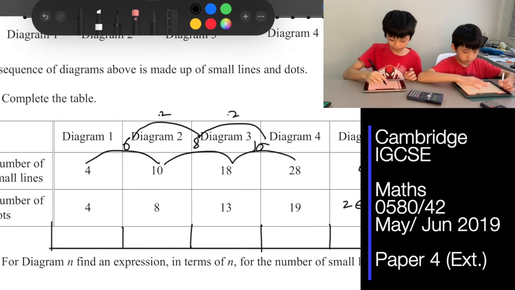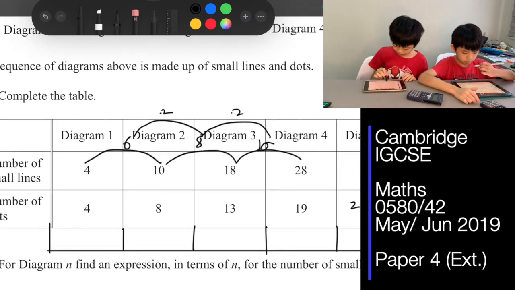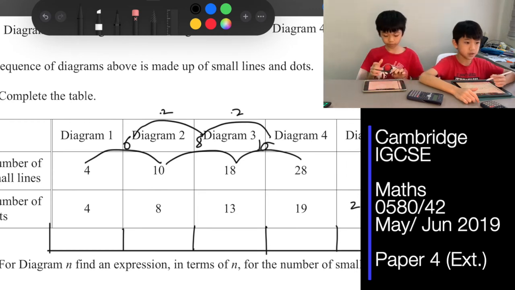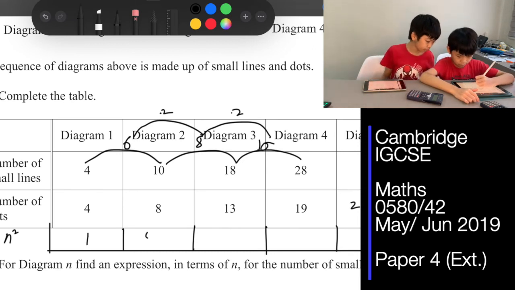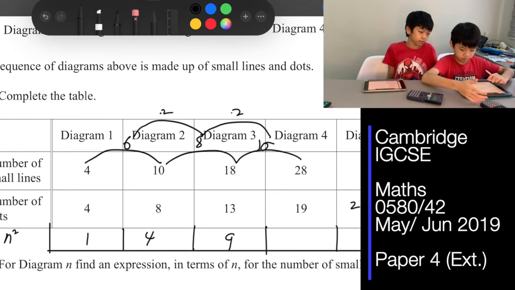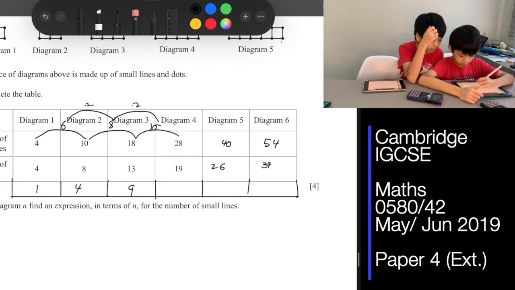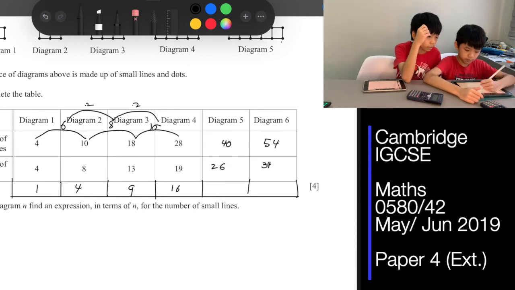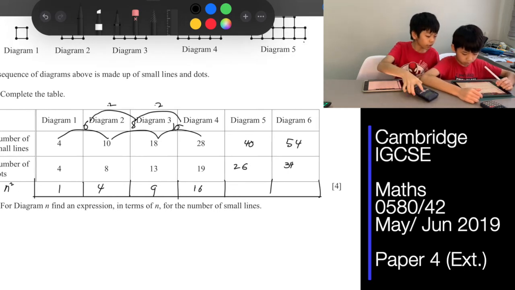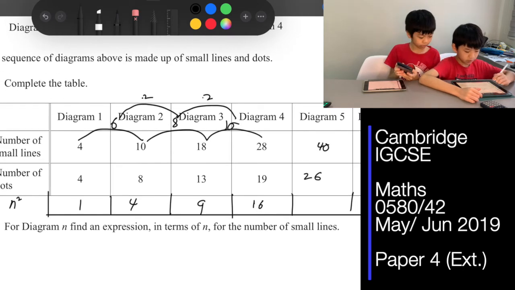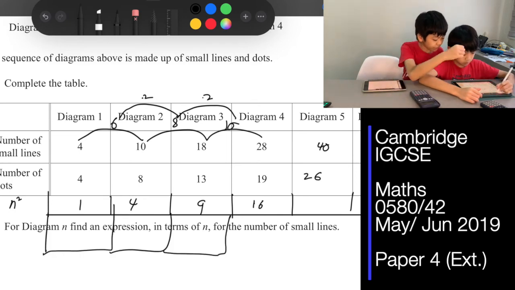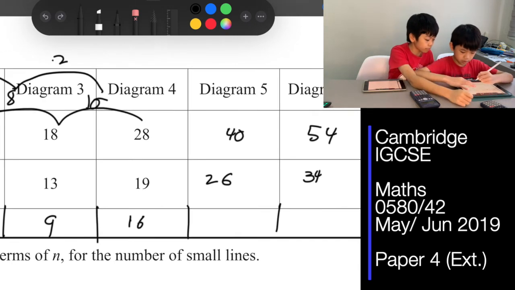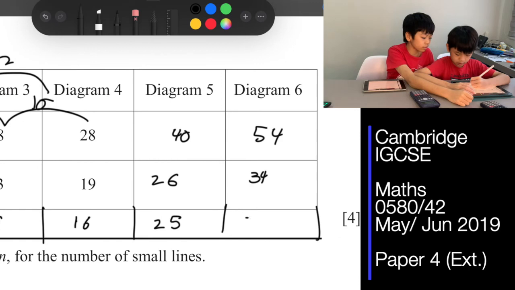So then we take, because this is the second level, it is n squared. So it's 1, and then 4, and then 9, and so on. And then 16. Yeah. Okay, then we take this minus this, so then this will be n. And then this would be 25, and this would be 36.